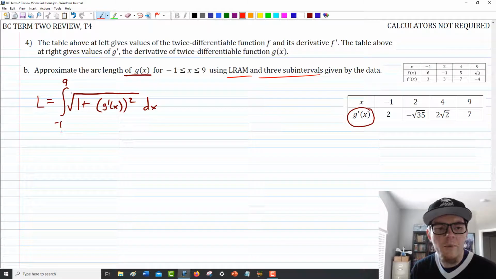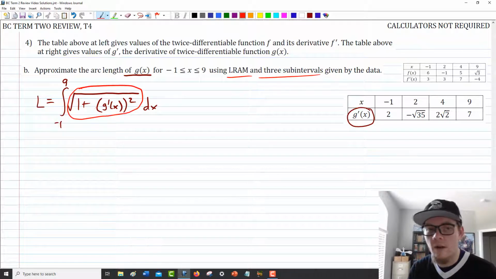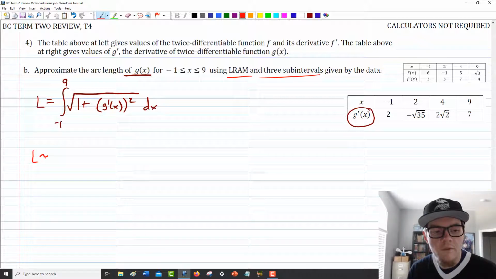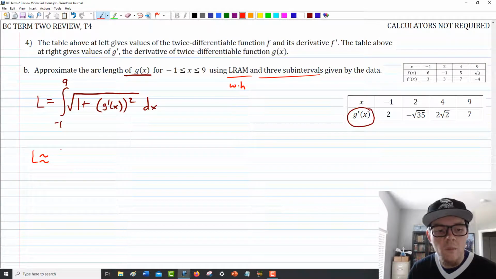So setting this thing up, we're basically going to approximate an integral's value, a definite integral's value, except this definite integral's integrand has a square root and a 1 and a g prime squared. So that's what we're going to be approximating. So in order to get here, of course, our L is going to be approximately equal to, since we're doing LRAM and that includes width times height, we can write out our widths first.